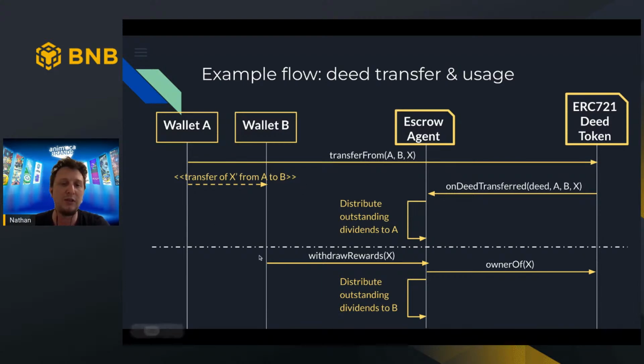Then later on, more dividends have accumulated, and wallet B wants to withdraw the rewards. So it will call the escrow agent, calling the function withdraw rewards. And the escrow agent, by calling ownerOf on the deed token for X, would ensure that B is actually the legitimate owner of the deed, and then can go on to distribute these new outstanding dividends to B.